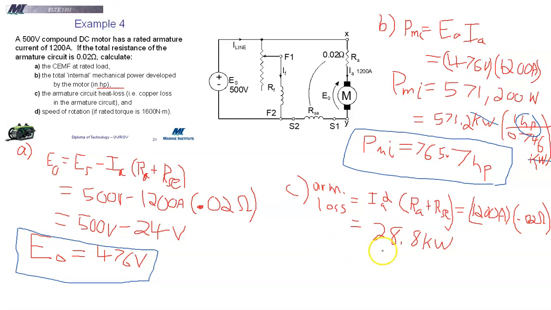Now remember, the motor has to be built in such a way that it is able to get rid of that heat. And so cooling is very important, right? Part of all that. Now, the last part for that question, we are asked to come up with the speed of rotation if the torque is 1600 Newton meters.